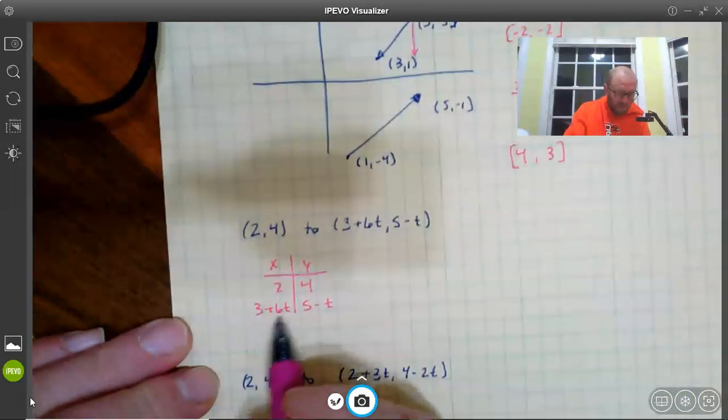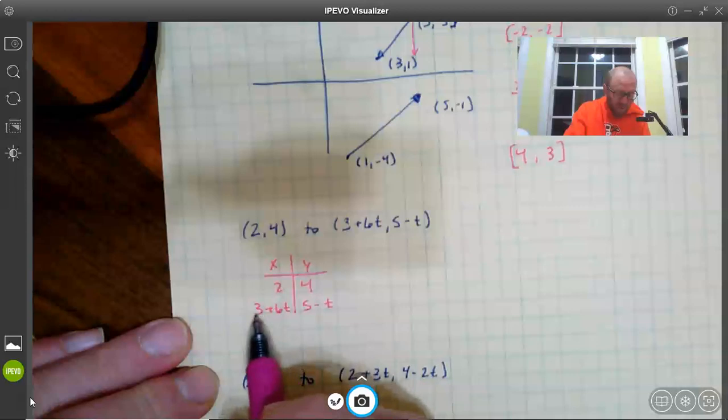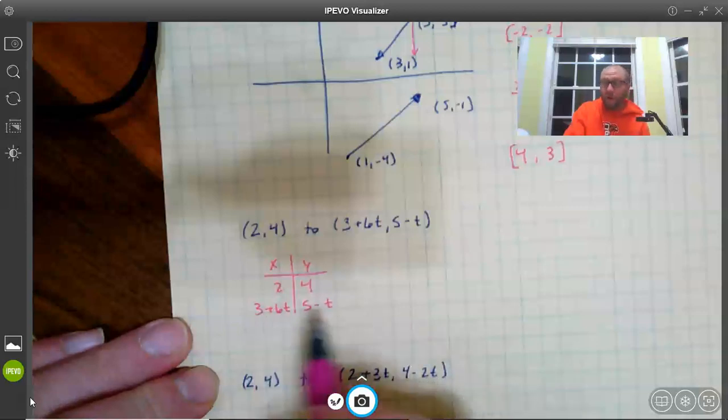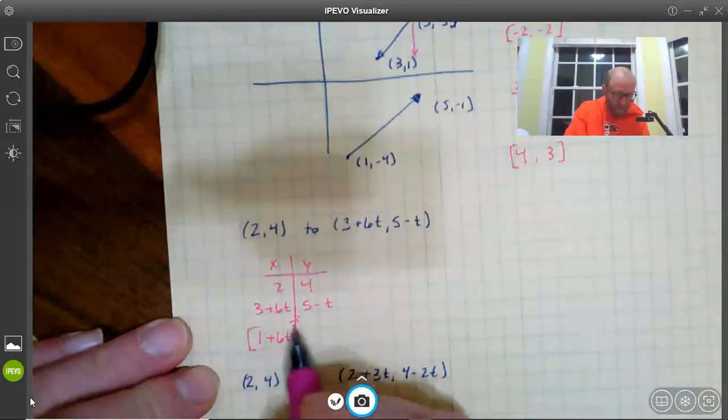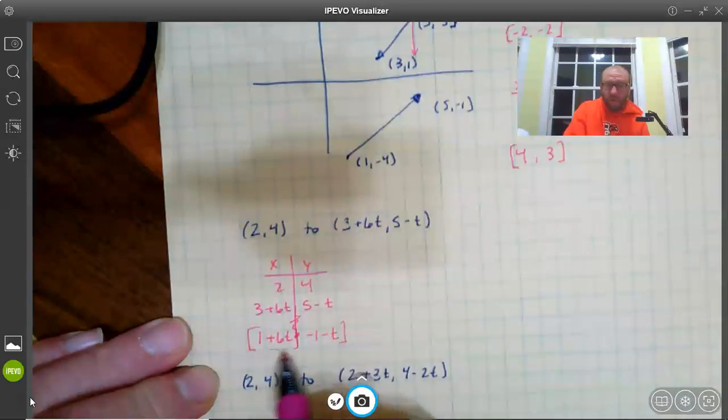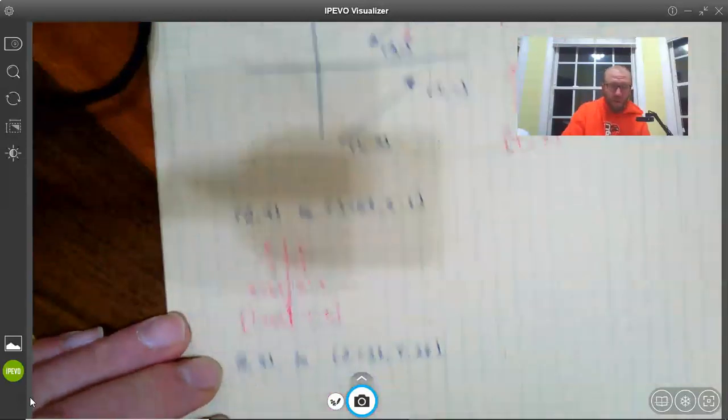So let's see, 3 plus 6t minus 2. Well, it's like a combining like terms thing. 3 minus 2 is 1. So it'll be 1 plus 6t. And then 5 minus 4 is negative 1. So my vector is 1 plus 6t, or negative 1 minus t.